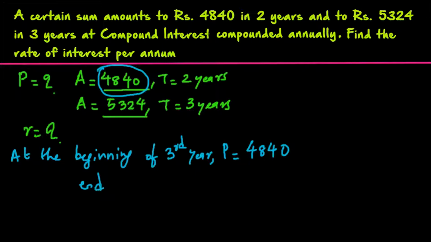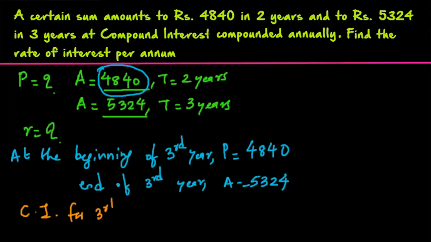And at the end of the third year, we are having amount equal to 5,324. So what is the implication of this? At the beginning of the third year, the principal is equal to 4,840, and at the end of the third year the amount becomes equal to 5,324. So the meaning is the compound interest that is obtained for the third year is equal to the difference between 5,324 and 4,840.